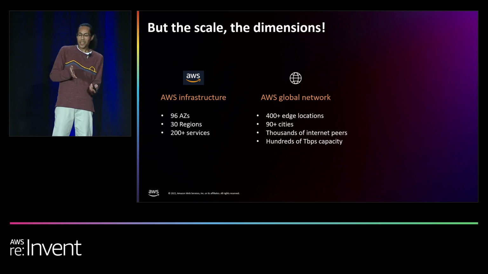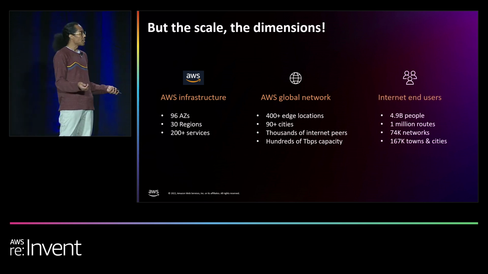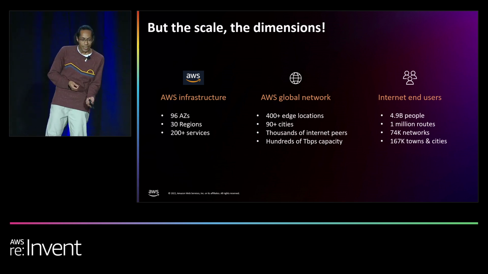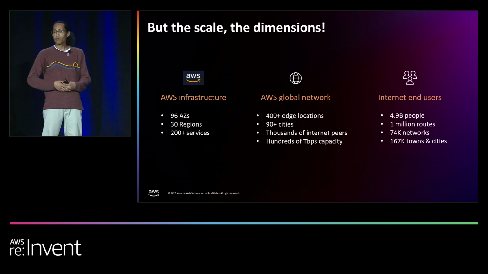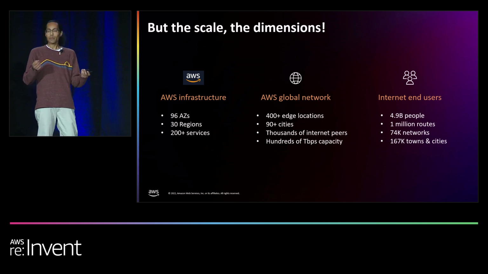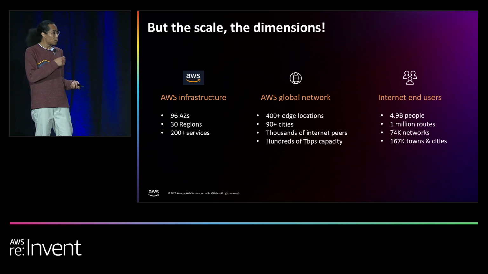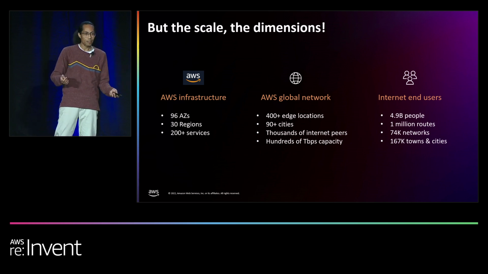The idea of scale doesn't stop there, though. What are we actually monitoring toward? It's the internet, right? There are 4.9 billion internet-connected people on Earth today. And they're interacting with an internet that's comprised of 1 million routes, advertised by 74,000 autonomous system networks. And they're all advertising routes into the internet to deliver connectivity to roughly 167,000 towns and cities across the globe.